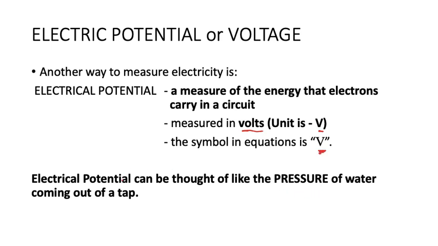And we can think of electric potential like the pressure of water coming out of a tap. So if you have very low pressure, you can't get a lot of work done with that water. It's hard to wash your hands with it. Whereas if you have high pressure, you can get a lot of work done.